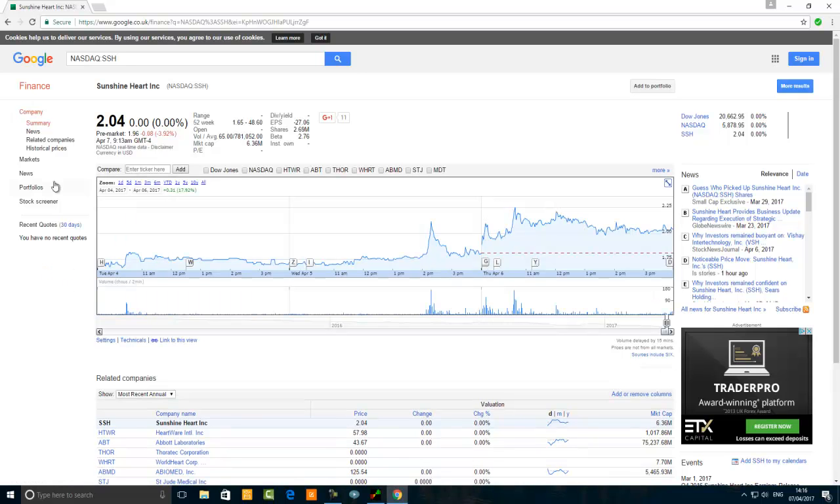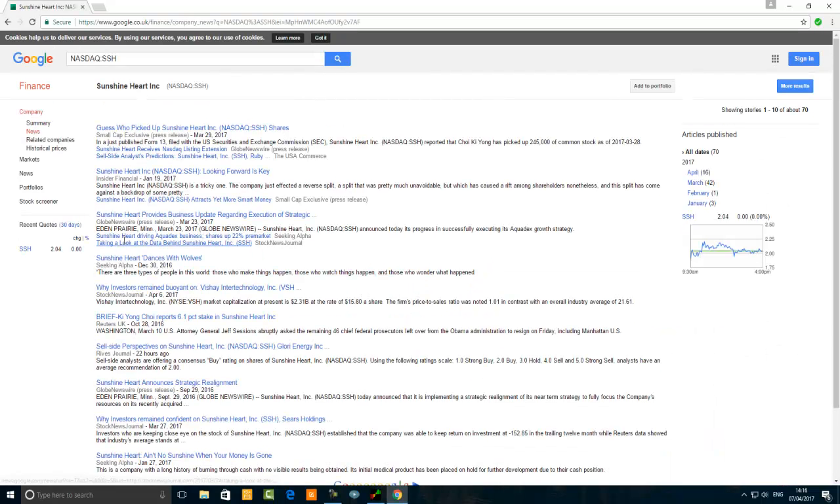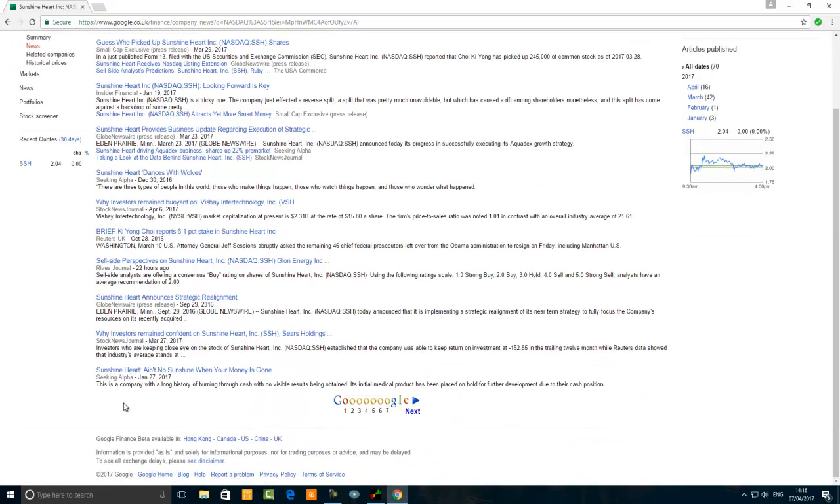You want to check also the competitor. This is about related companies. Can you see that? Related companies at Google Finance. You check the economy news relating to that stock, what's going on. Sunshine provides a business update regarding execution of strategy. Look down, read everything, okay?